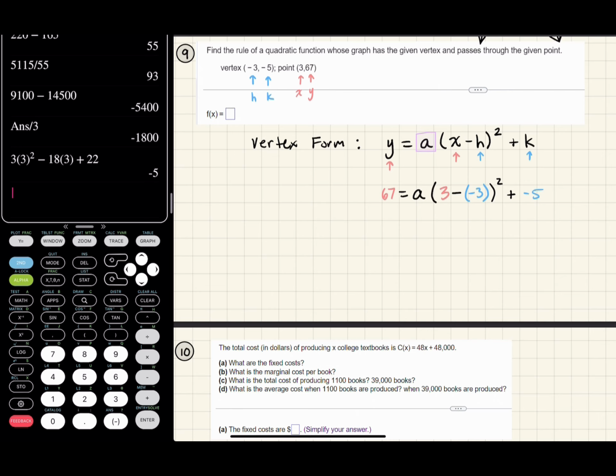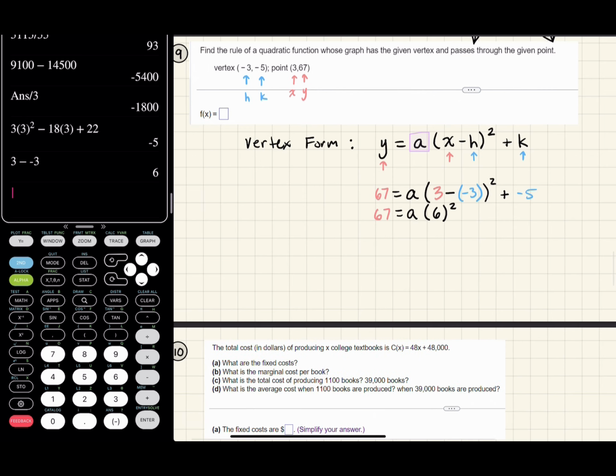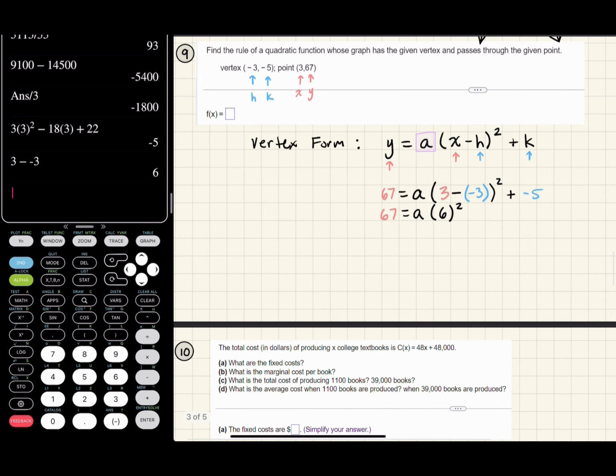All right, let's see if we can simplify this a little bit. This is going to be 3 minus a negative 3. That should be 6, and it is. That'll be squared. And then we have this plus a negative 5, which is just minus 5. So 67 equals a times 6 squared, which is 36, and we have our minus 5.